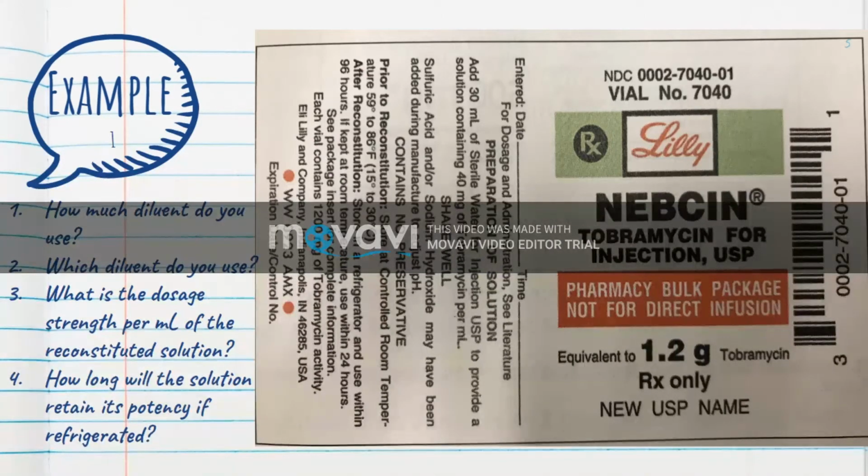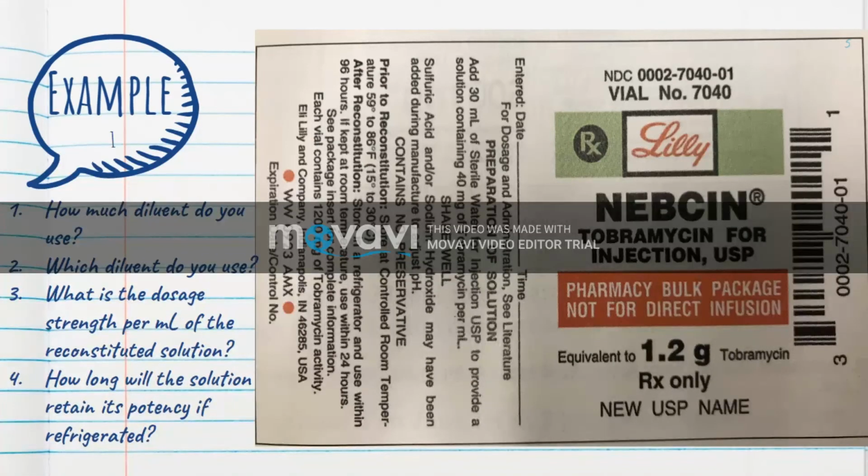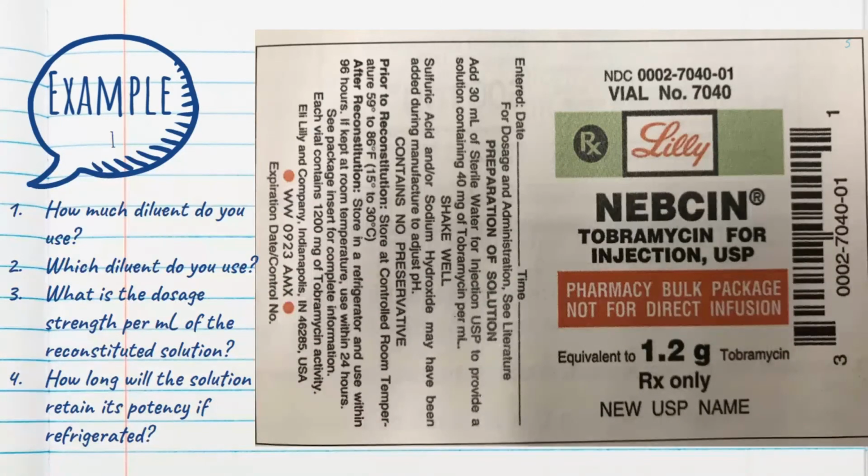It says preparation of solution. Add 30 mL of sterile water for injection to provide a solution containing 40 milligrams of tobramycin per mL. It actually does say that you can shake this one. Read your directions. Shaking the vial is sometimes going to break down the chemicals, so if it says shake, have at it. If not, then definitely roll it in your hands.